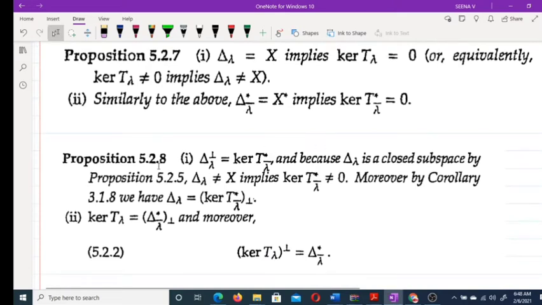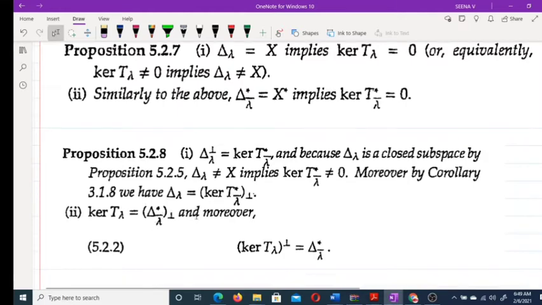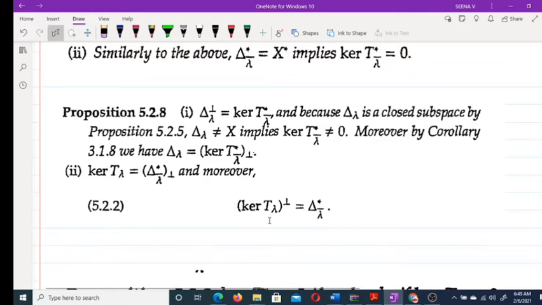So moving to proposition 5.2.8, this says that Δ_λ perp equals kernel of T*_λ̄, as Δ_λ is a closed subspace. By proposition 5.2.5, Δ_λ ≠ X implies kernel T*_λ̄ ≠ 0. Moreover, we get Δ_λ equals lower perp of kernel T*_λ̄. Kernel T_λ equals perp of Δ*_λ̄. Also we have kernel T_λ perp equals Δ*_λ̄.